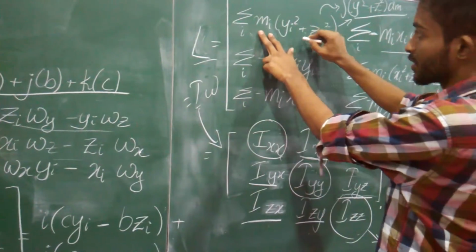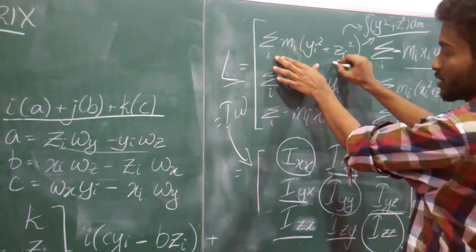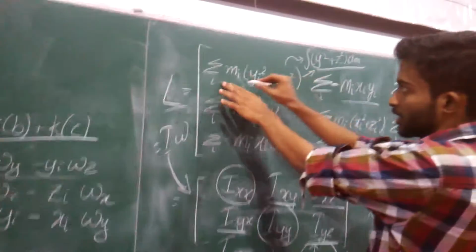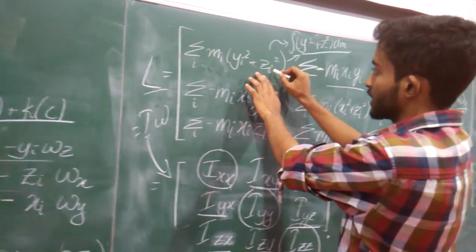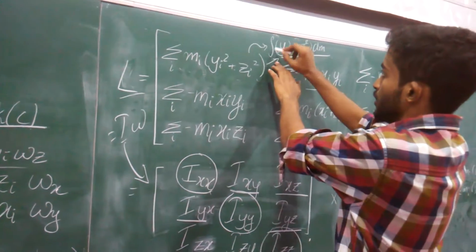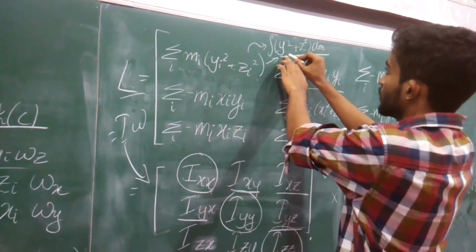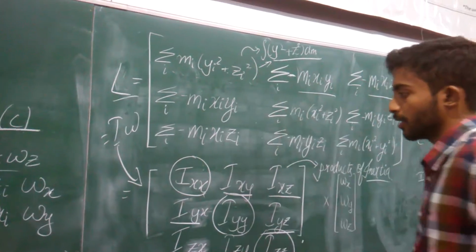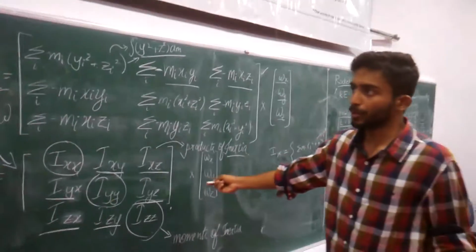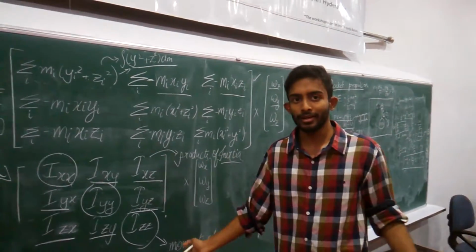Also, we can transform this discrete particle equation to a continuous one, that is, the sum of mi (yi² + zi²) can be written as the integral of (y² + z²) dm. So this is the final moment of inertia matrix, and we have successfully derived it.